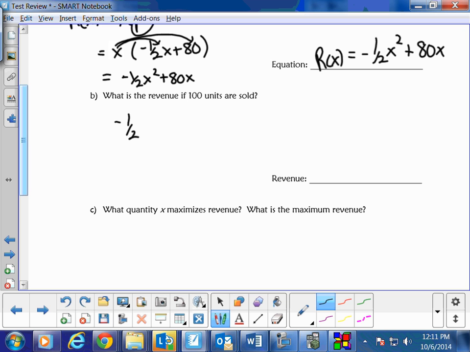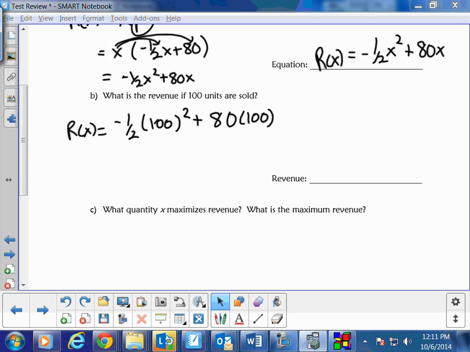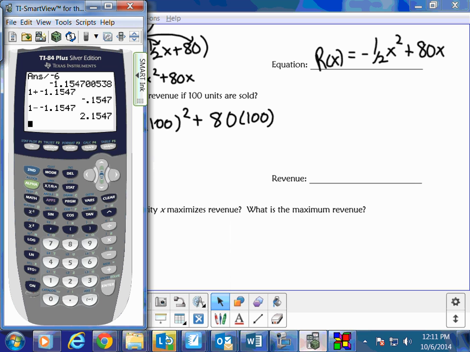We use our equation. We look at the revenue equation as a function of x: negative 1/2 x squared plus 80 times 100. So let's see what that comes out being. I'm going to pull out my calculator. Here you go. So let me clear this, and I'm going to go ahead and put negative 1/2.